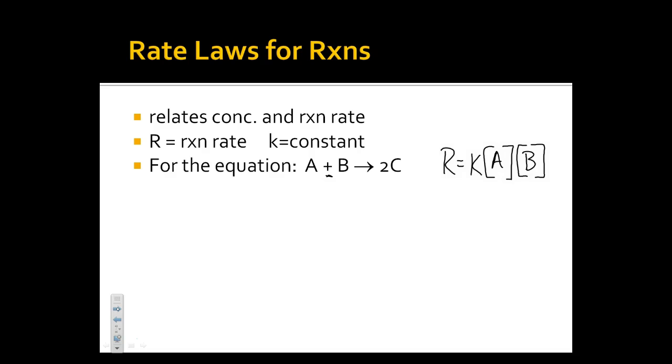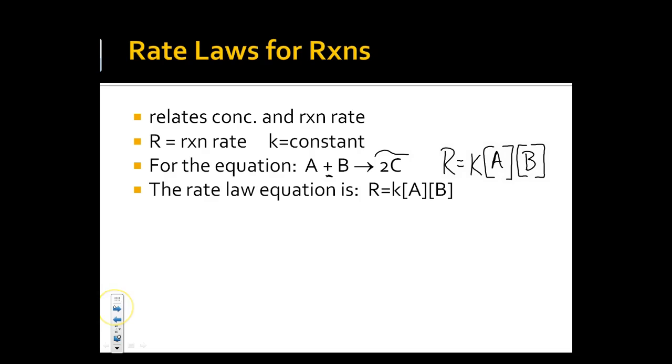Notice you do not see your products in here. We do not see C in this one because it is a product. And really, if you step back and think about it, for a reaction to happen, it really only matters the concentration of the reactants, because those are the things that need to be colliding and reacting. All right, so that will tell us a little bit. So we know that it's always R equals K, and then we multiply the concentration of the reactants.